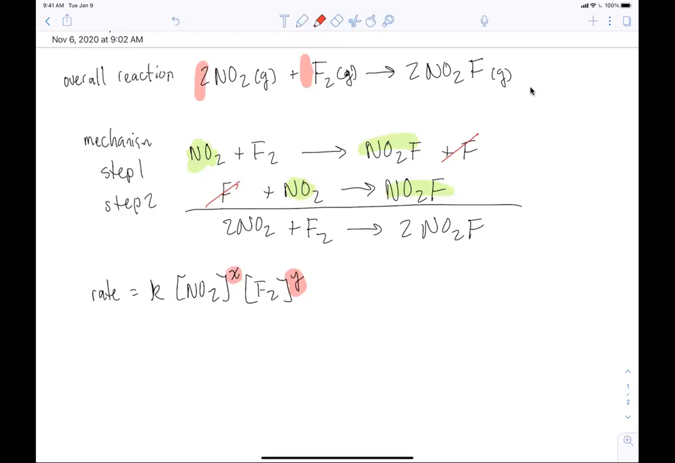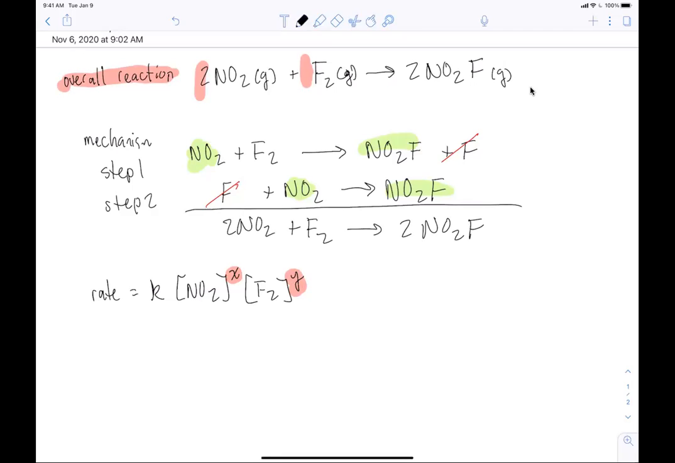And that is still true, but it's true for the overall reaction. So if you only know the overall reaction, we know nothing about what the order of the reaction is. We don't know what the order is for the individual reagents.